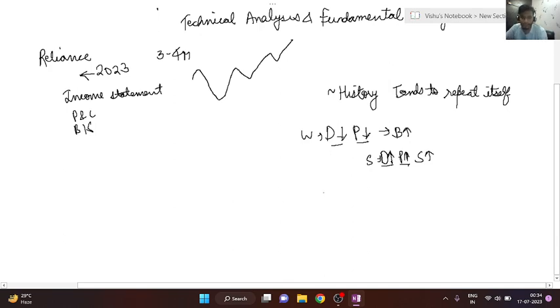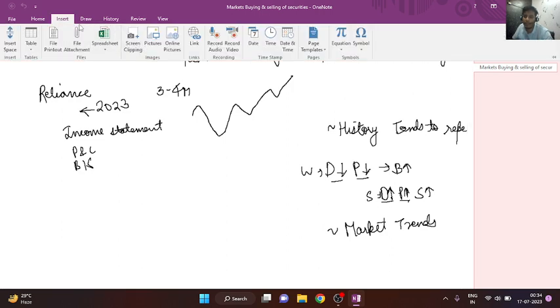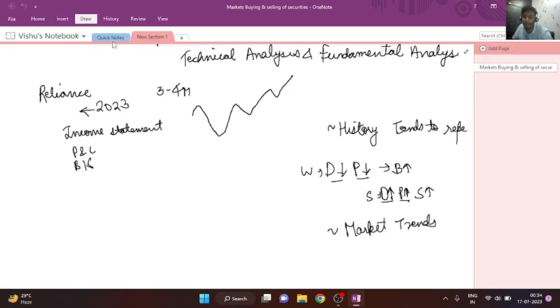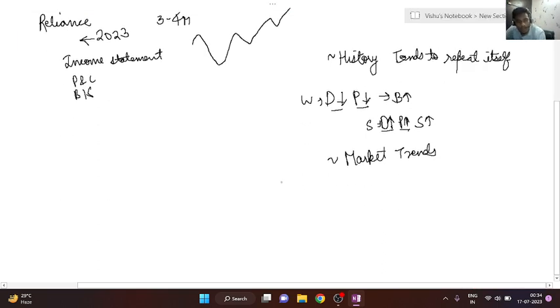Now second, I'm taking market trends. To understand this, let me change the color. There are three types of trends that we see while we are analyzing.